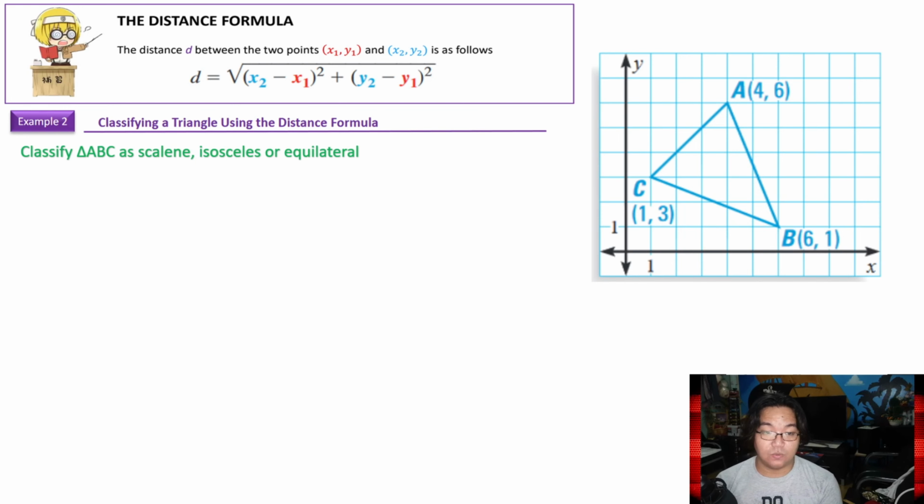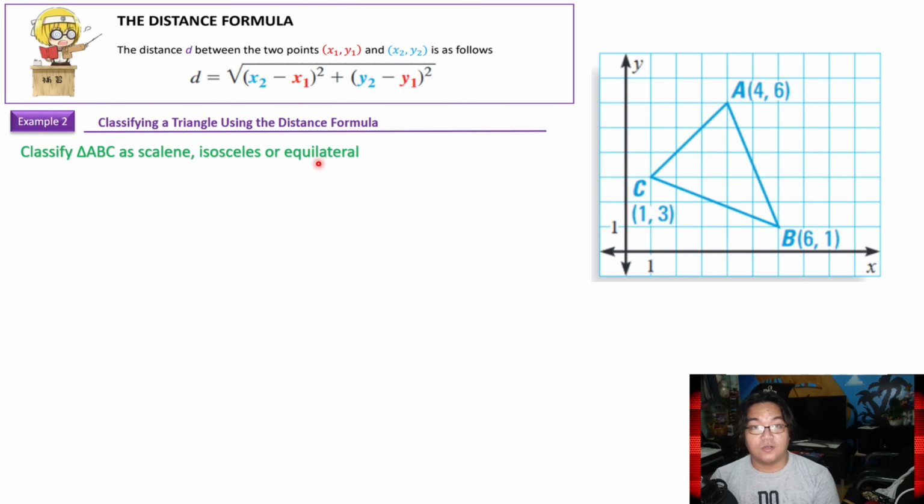For us to know which triangle this is, let's first define what a scalene triangle is. Let's recall that scalene triangles are triangles wherein no sides are the same. An isosceles triangle is a triangle with two equal sides, and in an equilateral triangle, all sides are equal. With that, we can use the distance formula and check whether there are equal side measurements.